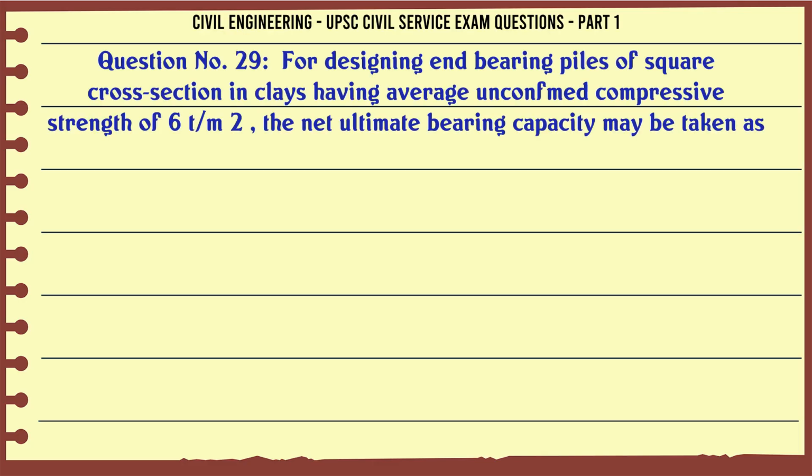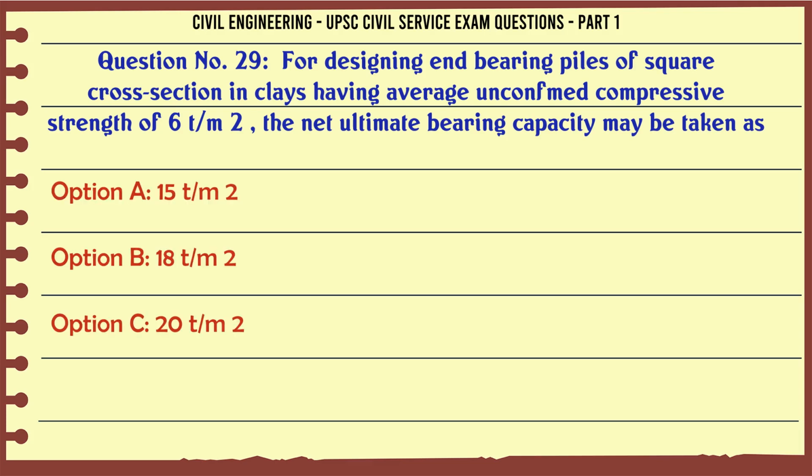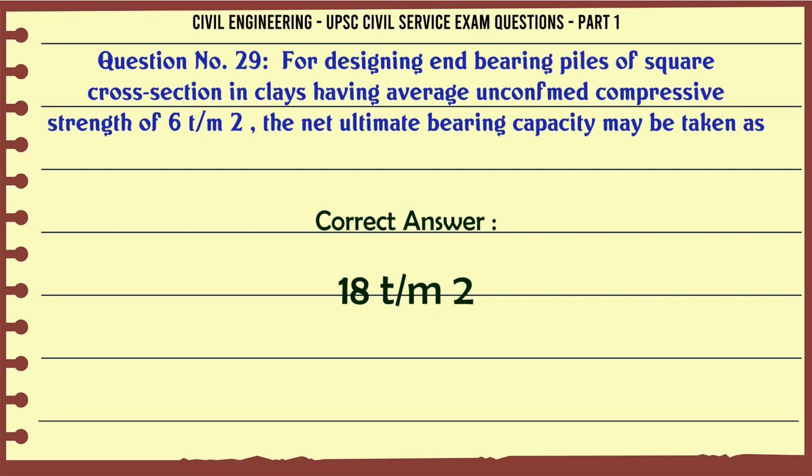For designing end bearing piles of square cross-section in clays having average unconfined compressive strength of 60 t/m², the net ultimate bearing capacity may be taken as A 15 t/m², B 18 t/m², C 20 t/m², D 27 t/m². The correct answer is 18 t/m².